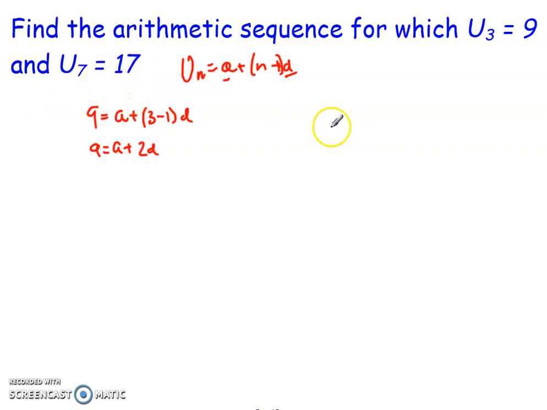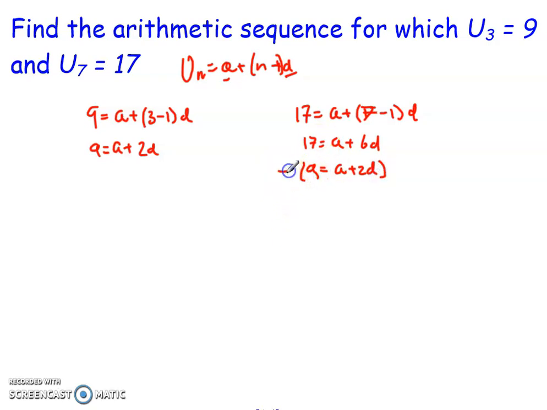I can then use u7 to tell me that 17 is equal to a plus n minus 1. In this case, I know that n is equal to 7, so 7 take away 1 d. So what I can then say is that 17 is equal to a plus 6d. From that, I've got two equations linking a and d. I can solve them simultaneously and determine the values for a and d. So let's put them together. I know that 9 equals a plus 2d, and solve them.